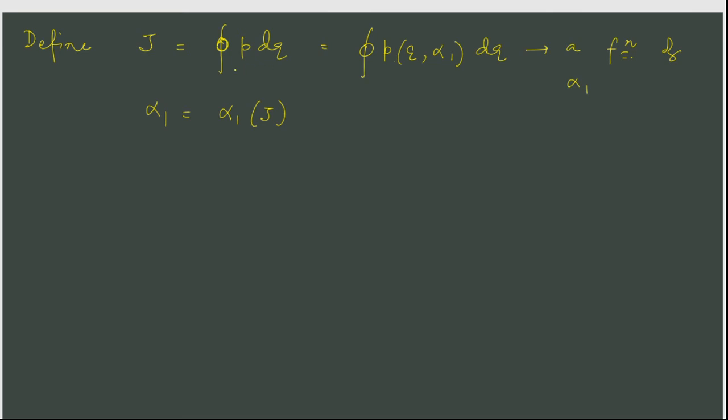Now, p dq, this product has the dimension of angular momentum, and we are evaluating this integral over a complete period to get this constant. So this constant, I will repeat, this J is the integral over a period of p with respect to q. Now, p is a function of q and alpha 1. As such, the integration gives us a function of alpha 1. This, if we invert, then alpha 1 could be written in terms of J alone. But then alpha 1 is the total energy. So that means that if we choose J as our new variable, then the Hamiltonian could be written in terms of J. That's a point that we would like to remember.